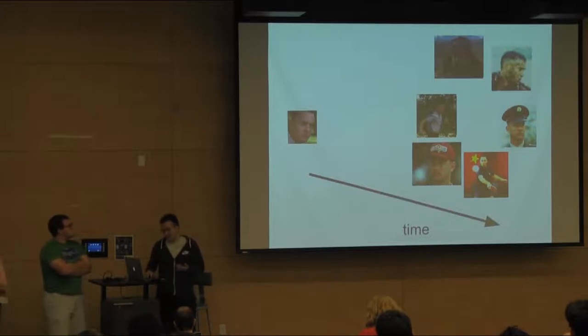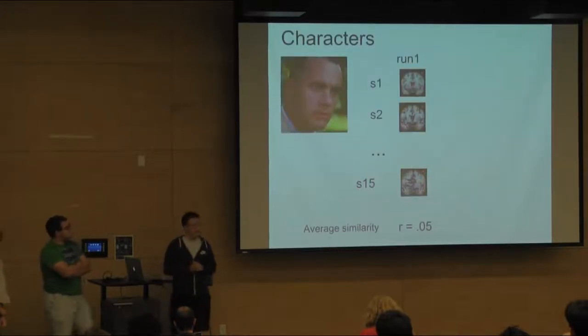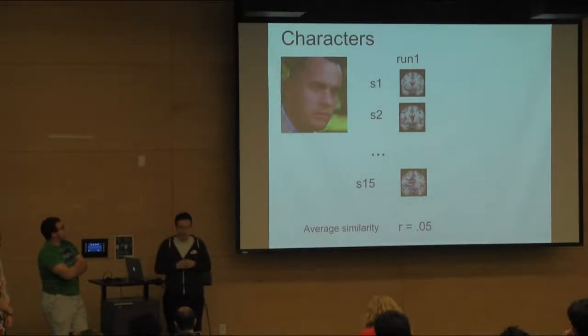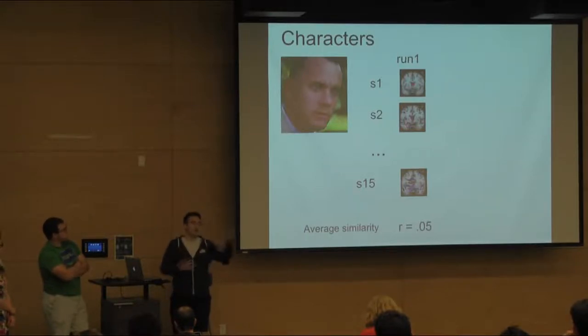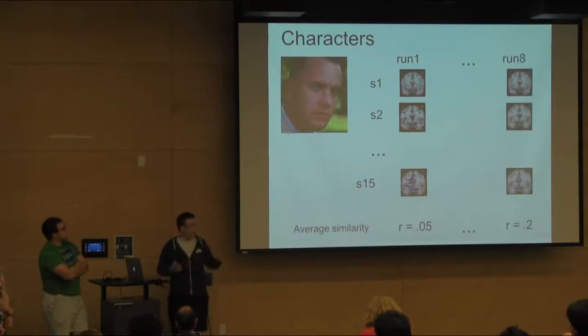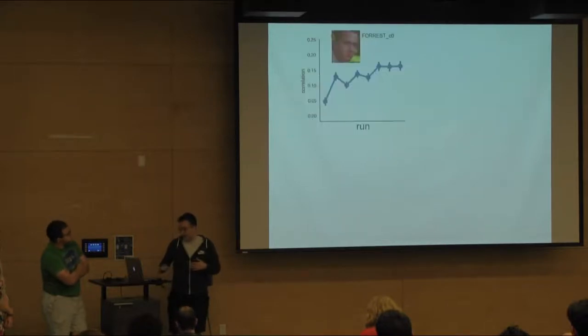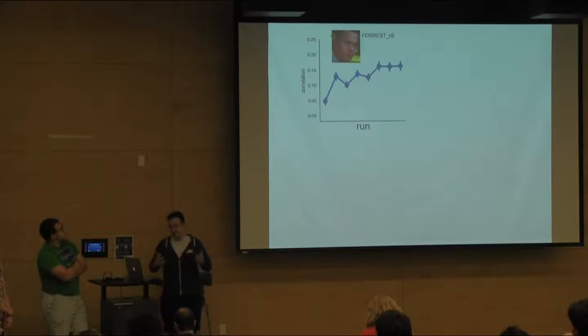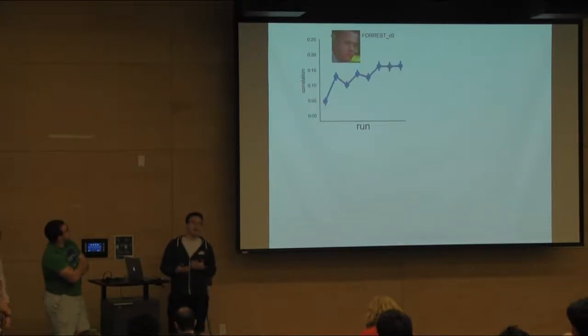So we decided to test this, and the way we did that is we computed a beta map that's representing Forrest for each subject at each run. And we can compare the similarity of these beta maps that represent Forrest for each individual across all the individuals and then grab the average of that. So we can do this for run 1, and then we can do this for all the runs up to run 8. And when we plot these averages across all runs, you can see that there seems to be a linearly increasing trend in terms of the similarity of Forrest representations.